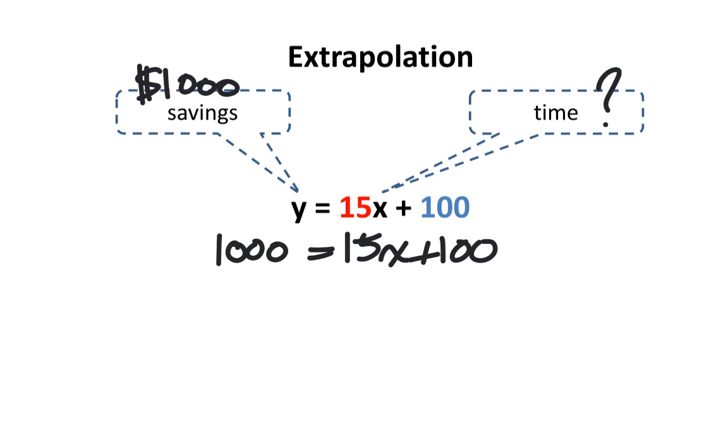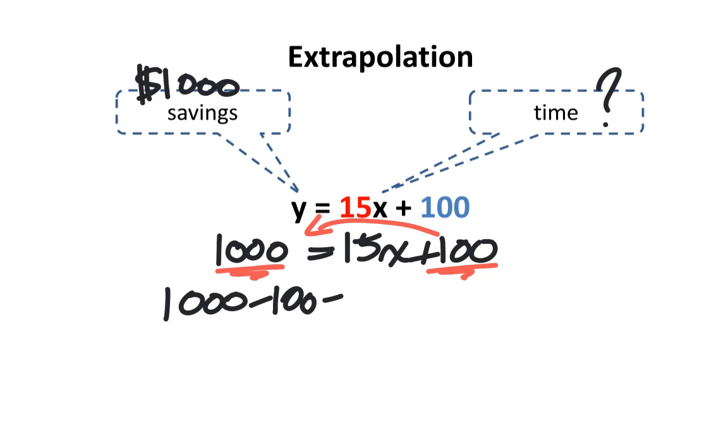At this point, you should identify like terms. 1000 and 100 are like terms. Like terms like to be together. I'm going to move 100 to the other side of the equation. When I do, it is no longer positive, it now becomes negative. Everything else stays the same. Let's simplify the left side of the equation. 1000 subtract 100 is 900.